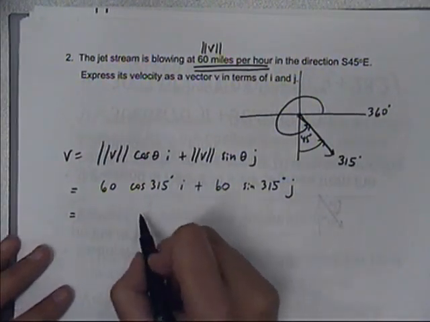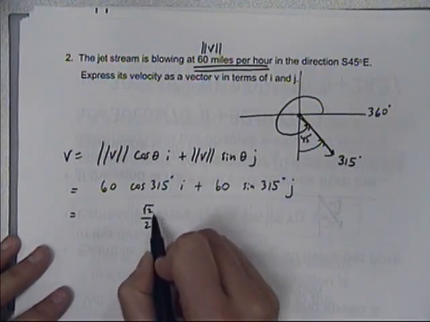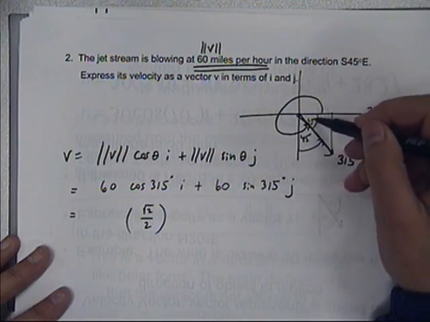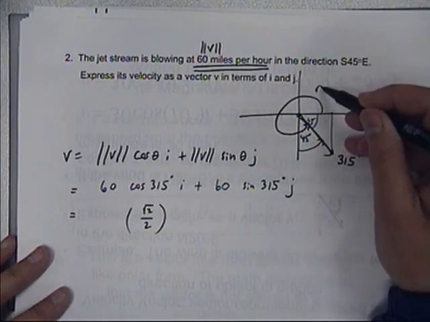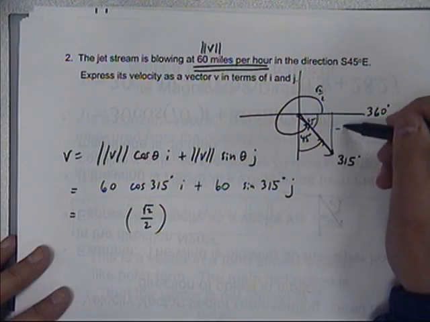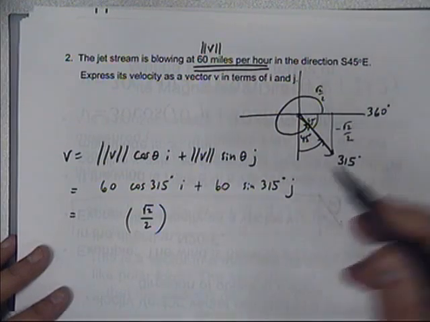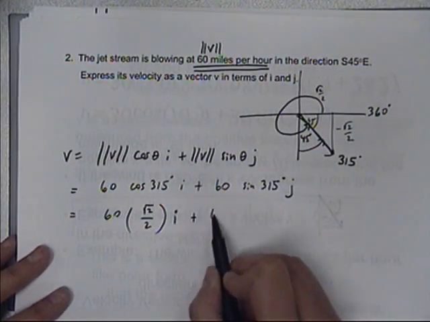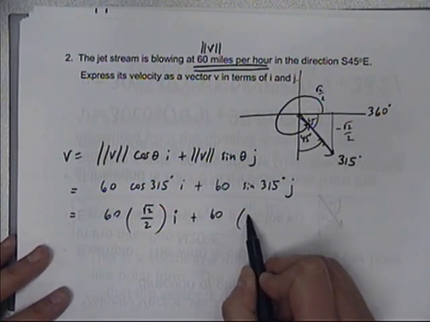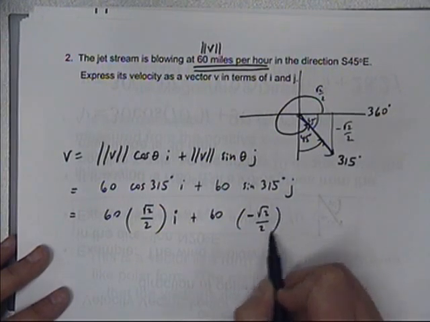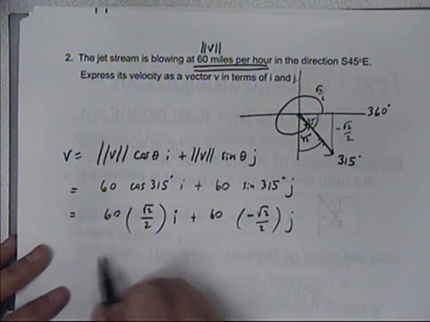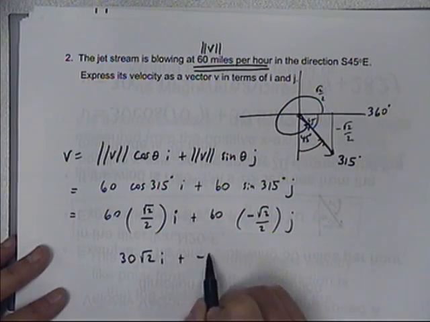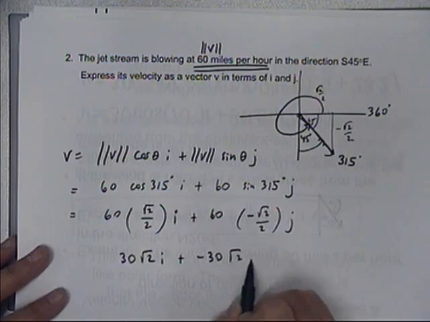Let's see, the cosine is going to be square root of 2 over 2, because that's a 45-degree triangle that you can draw right here, reference angle 45 degrees. So this distance here would be the square root of 2 over 2. This vertical one would be negative root 2 over 2. So I'd have 60 times positive root 2 over 2 times i, plus 60 times negative root 2 over 2 times j. So this one would be 30 root 2 i plus negative 30 root 2 j.